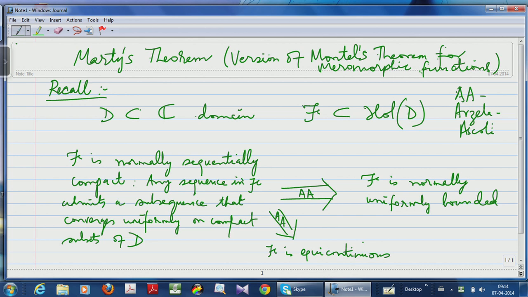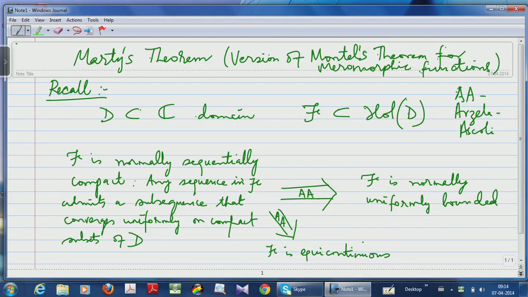You know, this is just the Arzelà-Ascoli theorem. What the Arzelà-Ascoli theorem says is that if you are looking at continuous complex or real valued functions on a compact metric space, then the condition that such a family of functions is compact is equivalent to that family of functions being uniformly bounded and equicontinuous. That is the Arzelà-Ascoli theorem.